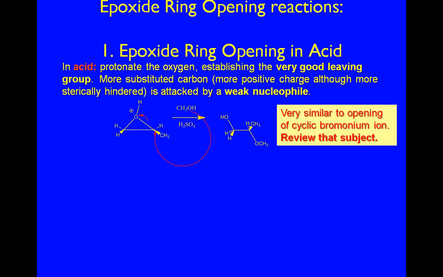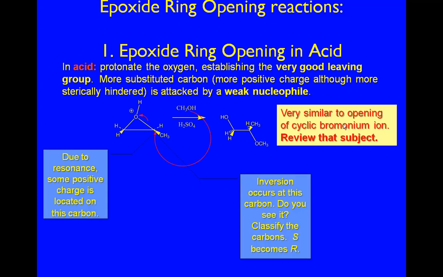Okay, so the mechanism involves protonation of the oxygen, thereby activating the electrophile. Your leaving group is activated as well, so your nucleophile is now attacking at the highly hindered carbon, which is a weak nucleophile. This is similar to opening the bromonium ion that you learned in the alkene chapter.